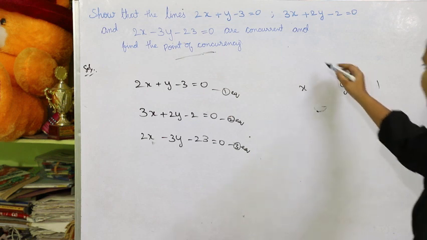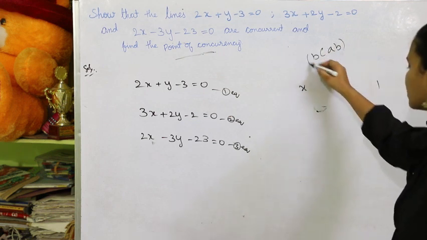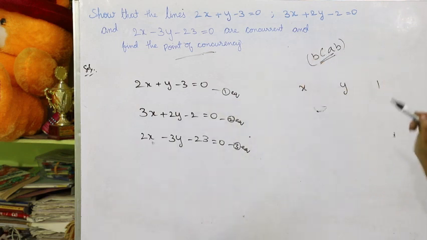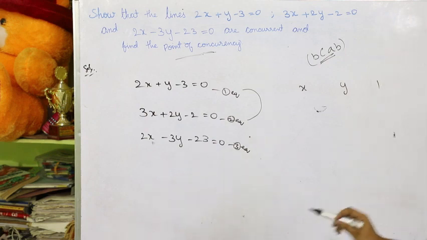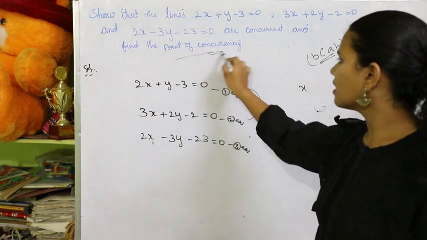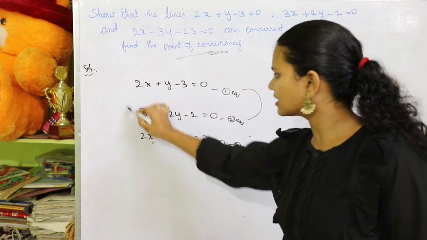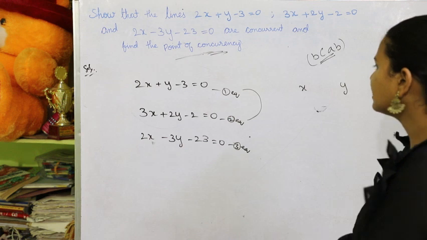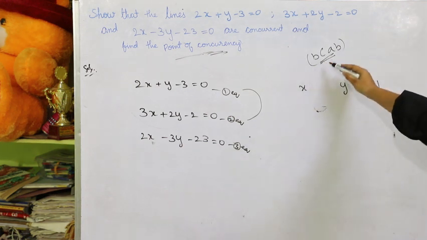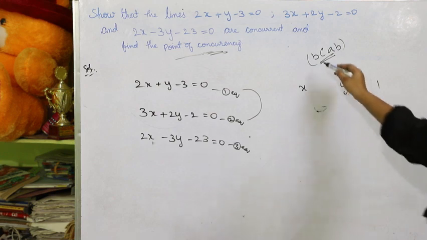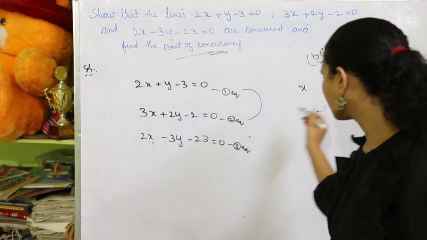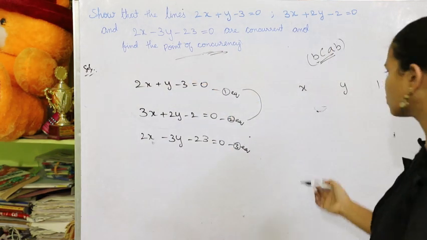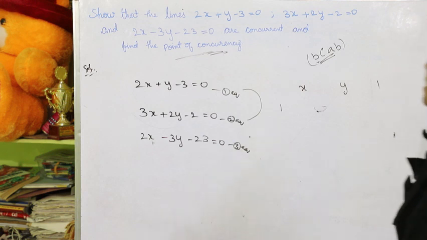Here we know this, right? B, C, A, B. The very first step is to consider the first and second equation, equation 1 and equation 2, to find the point of concurrency. From the first equation, say what the B value, C value and A value are. What is the B value in the first equation? It is 1. Here you have y, with no constant in front of y, so I am just considering 1.